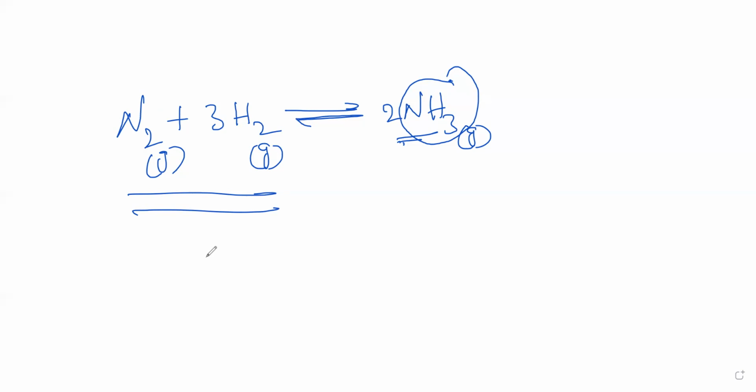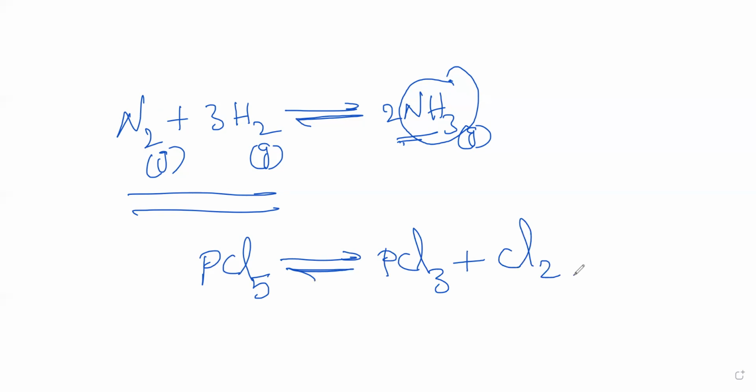And next one is PCl5, phosphorus pentachloride. It can decompose to PCl3 plus Cl2. You can think of the gaseous state. PCl5 gas goes to PCl3 gas and Cl2 gas, and these two can recombine to form PCl5. So these things can happen. This is possible. So such a reaction is a reversible reaction.